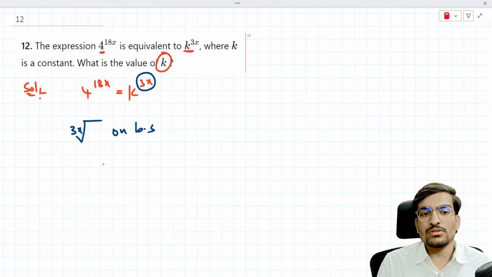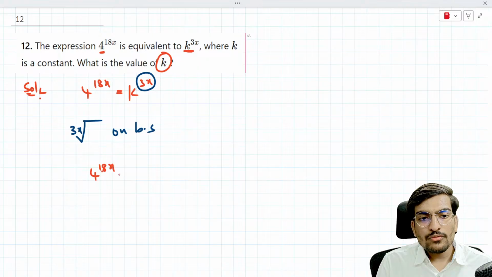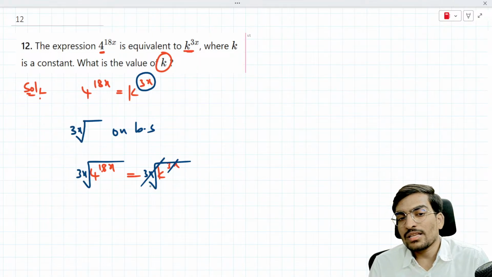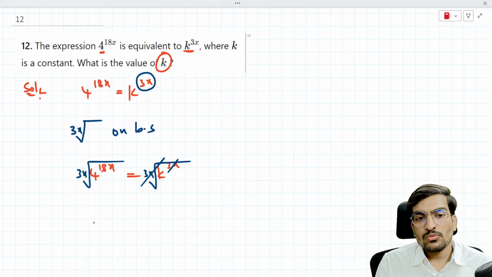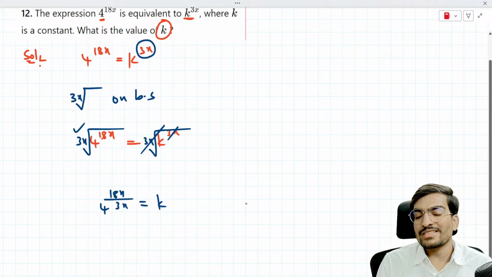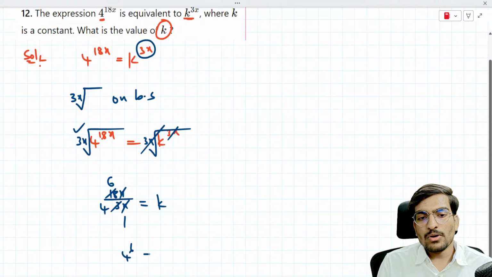So 4 raised to the power of 18x equals k to the power of 3x. Take the 3x root on both sides. The 3x root and the 3x in the exponent cancel off. So we end up with 4 raised to the power of 18x divided by 3x equals k. I just turn the 3x root into an exponent. So x cancels, 3 1s, 3 6s. So 4 raised to the power of 6 equals k.